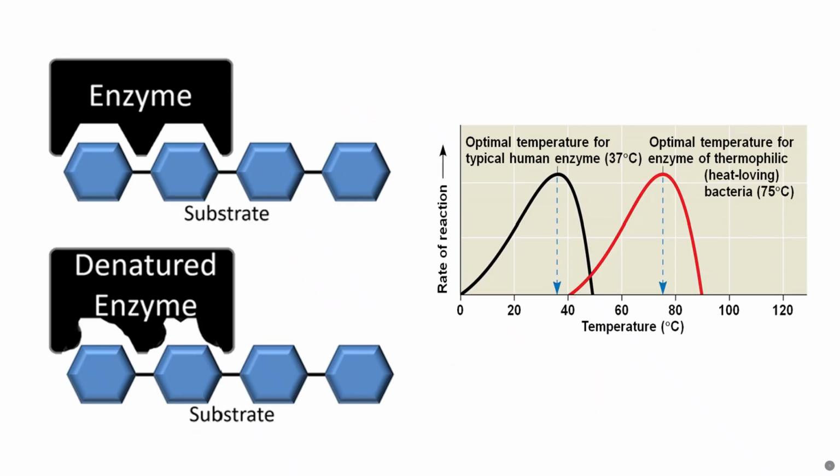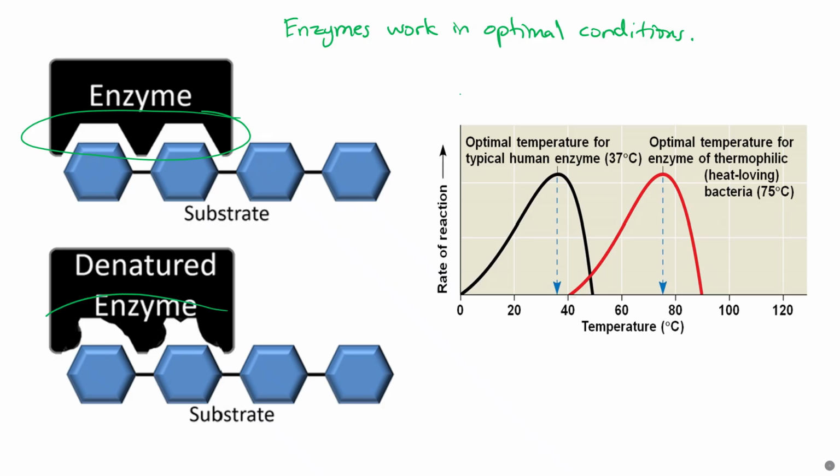Enzymes work in optimal conditions. So this active site is very functional and efficient at certain optimal conditions. And so again, enzymes work in optimal conditions, usually described as temperature or pH. Outside this range of tolerance, the enzyme would denature, so the substrate would not turn into products after a certain range.